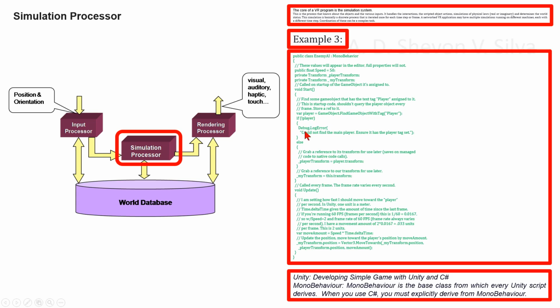Here, if not a player, then we can Debug.LogError here, and else grab a reference to its transform for use later, which saves on managed code to native code calls. Grab a reference to our transform for use later. Void Update is called every frame, and the frame rate varies every second.